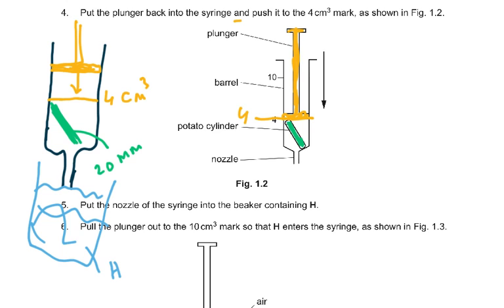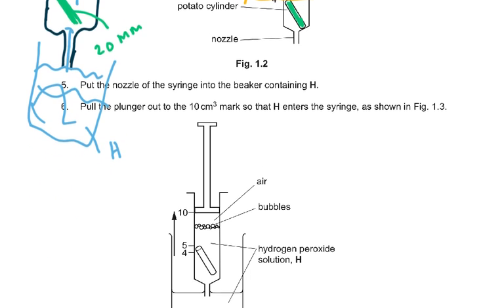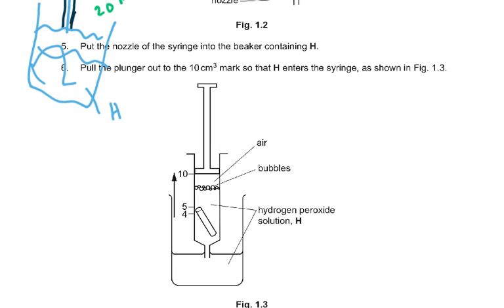And now you pull the plunger up. So now you're going to suck this in, and it's going to go up. So put the nozzle of the syringe into the beaker containing H, pull the plunger up to the 10 centimeter mark.